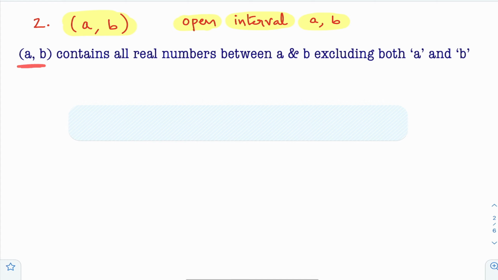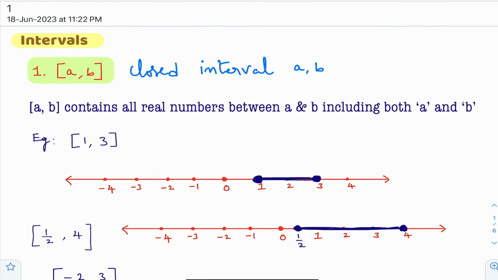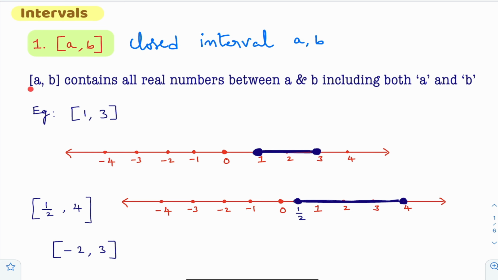Closed interval a comma b also contains all real numbers between a and b. You see here, closed interval a comma b. This closed interval a comma b contains all real numbers between a and b, including both a and b.